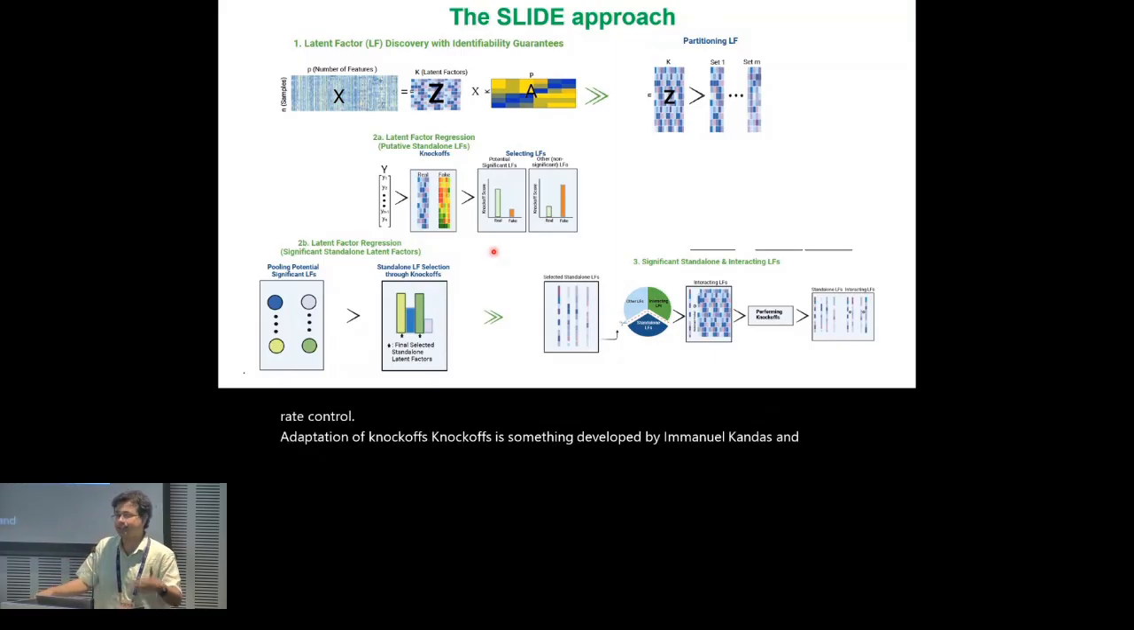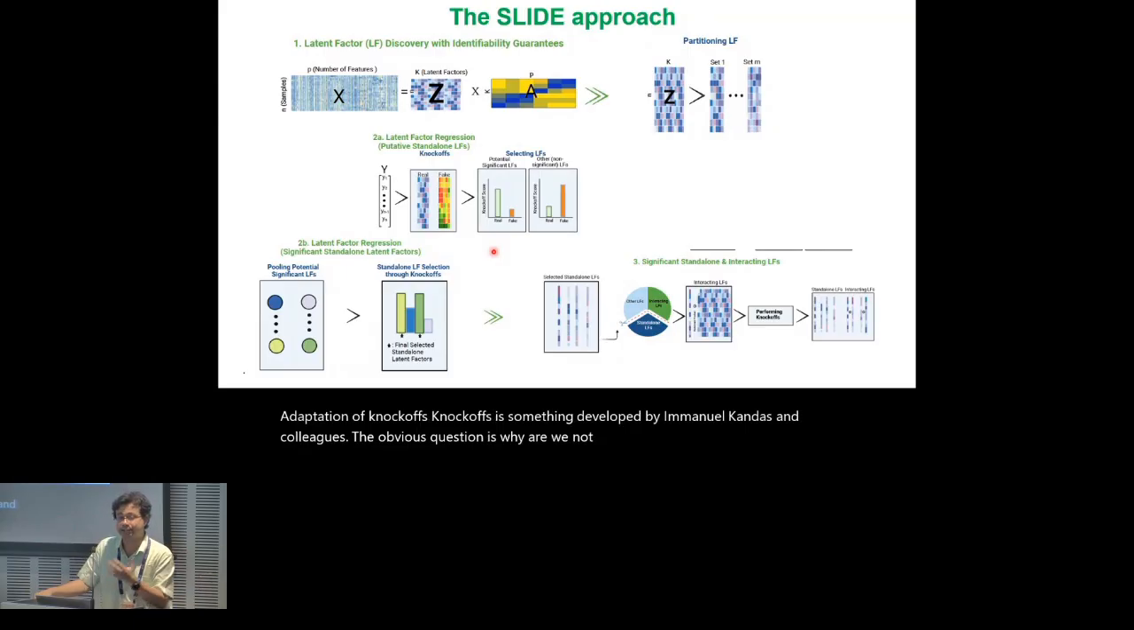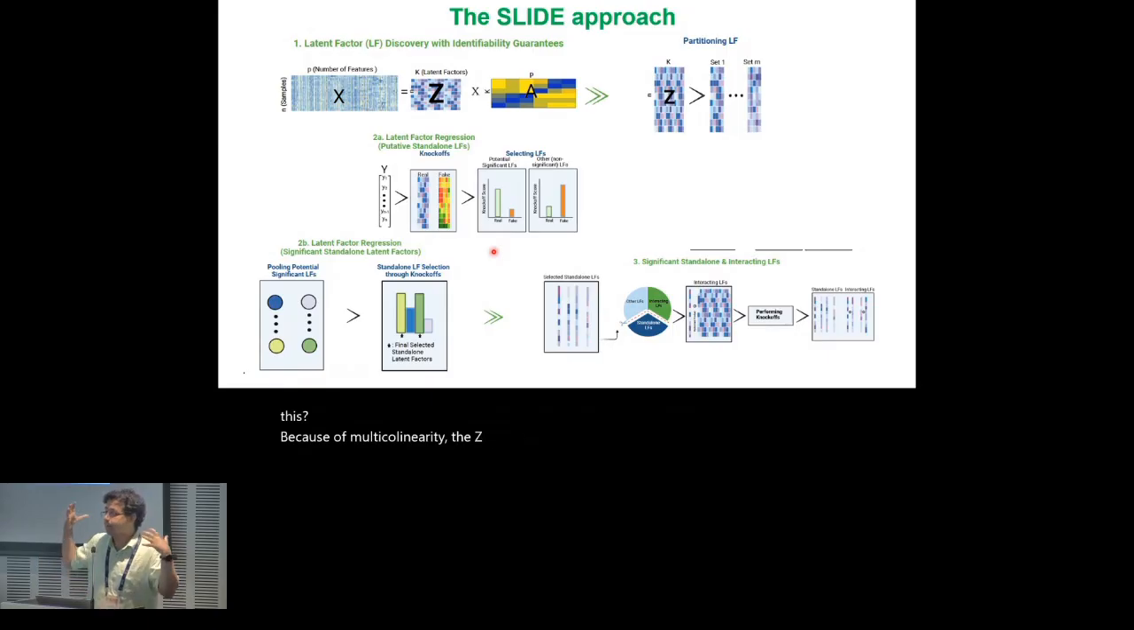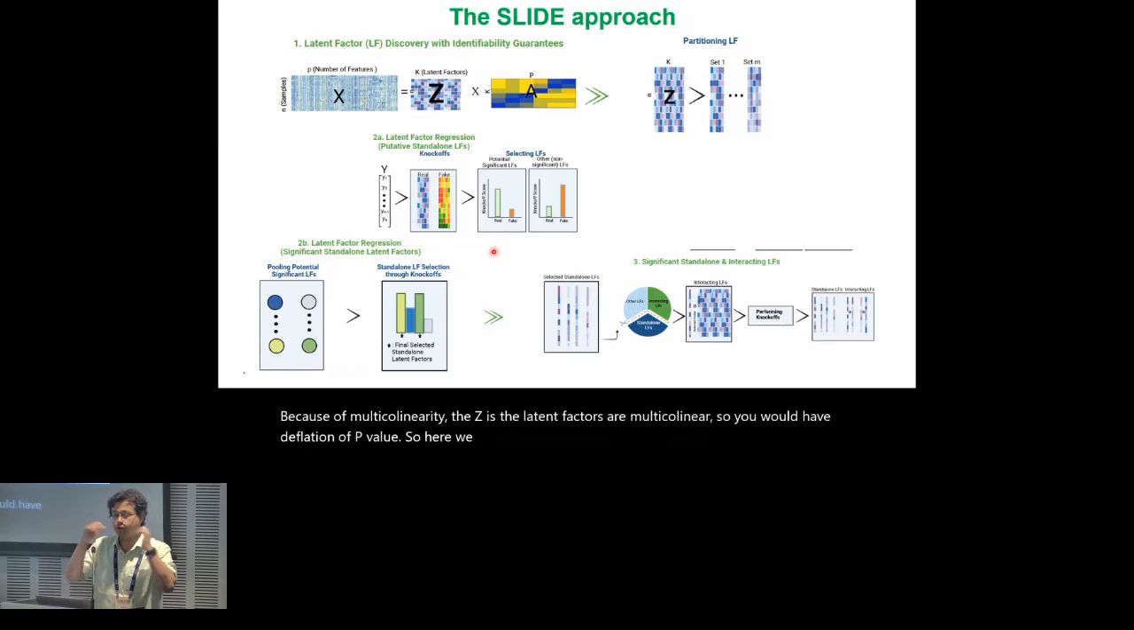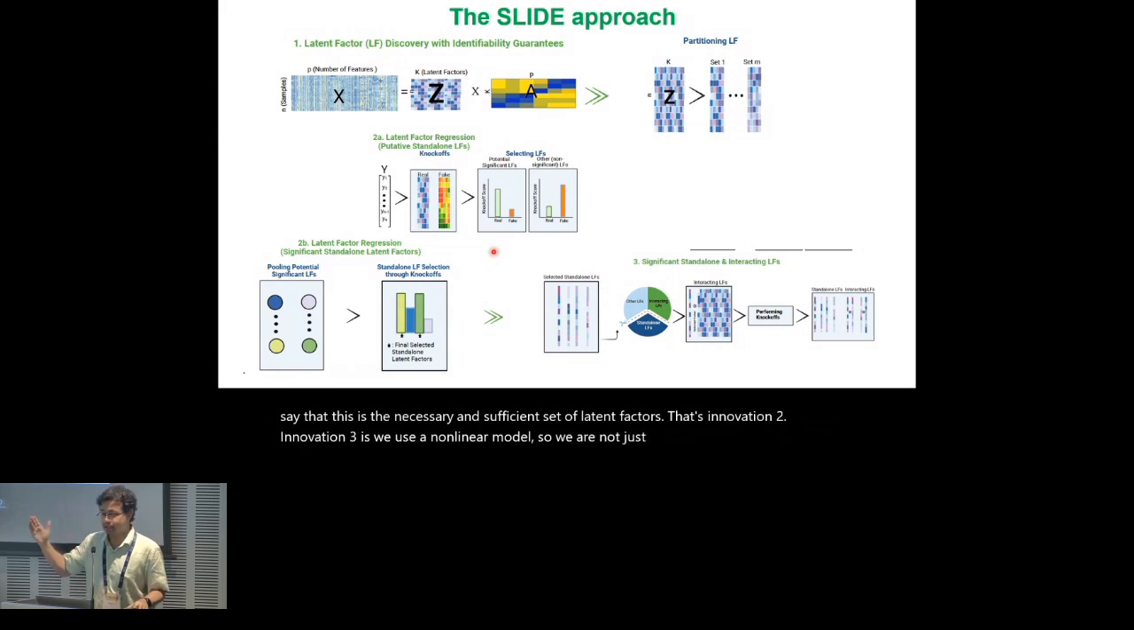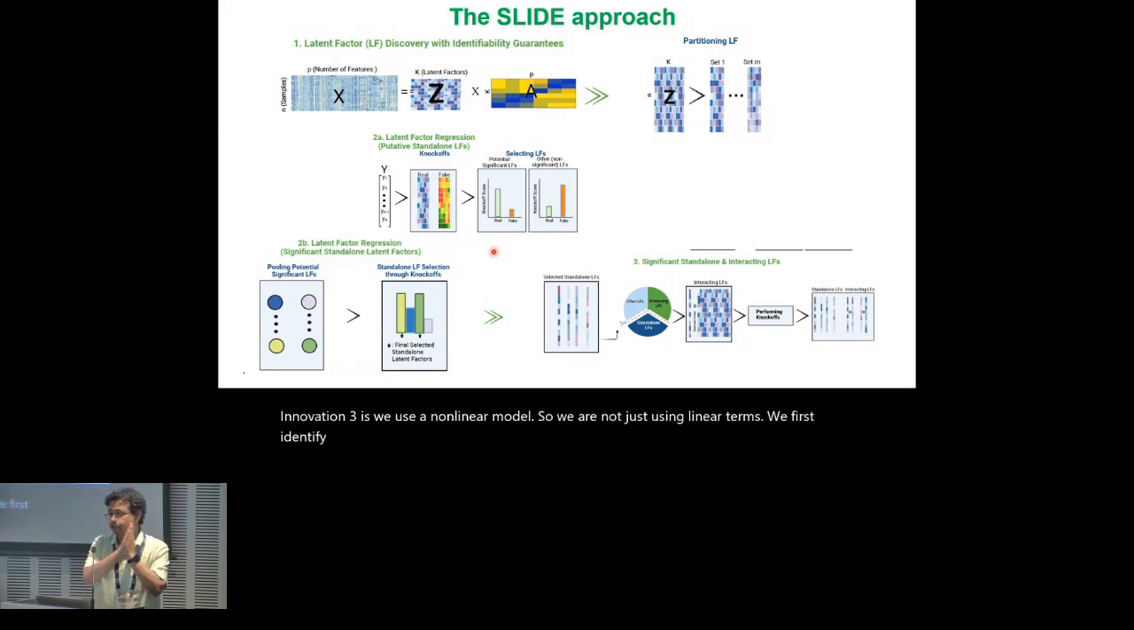The obvious question is, why are we not using a standard regression setup to do this? Because of multicollinearity. The Z's, the latent factors, are multicollinear, so you would have deflation of p-values. So here we use this method for overall false discovery rate control and say that this is the necessary and sufficient set of latent factors. That's innovation 2. Innovation 3 is we use a nonlinear model, so we are not just using linear terms. We first identify the significant standalone factors, then we identify significant interacting ones. And the importance of this will become clear as we go through the GRN part.